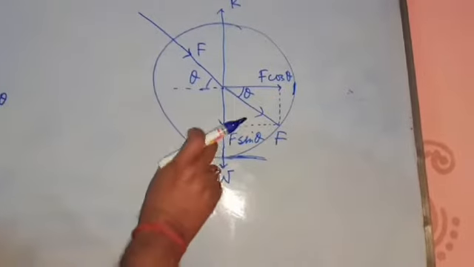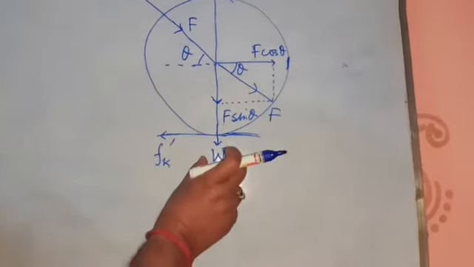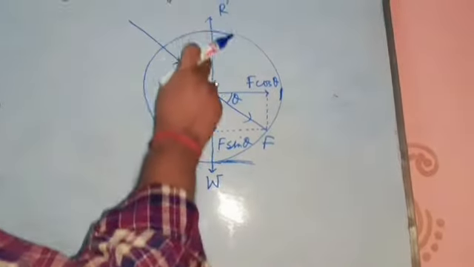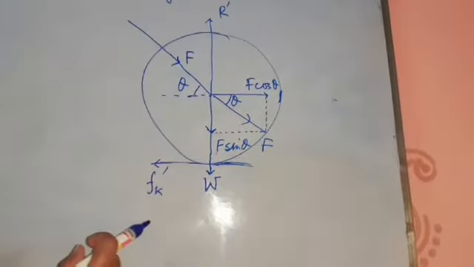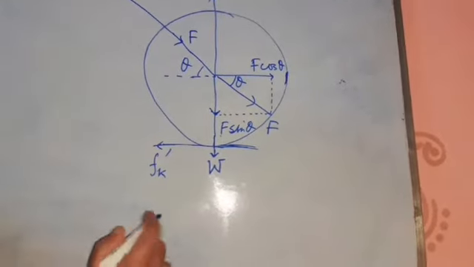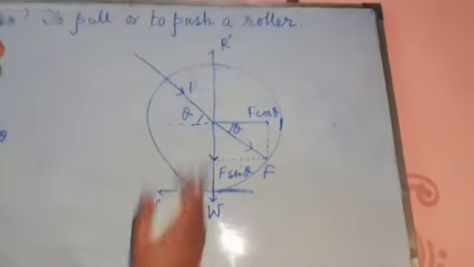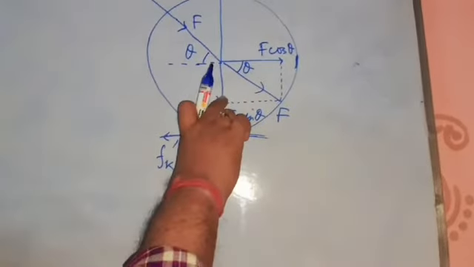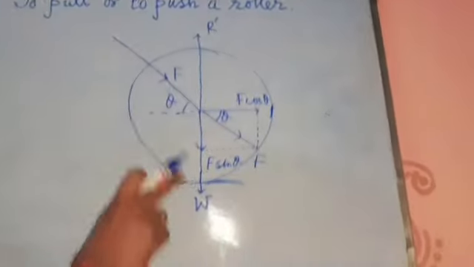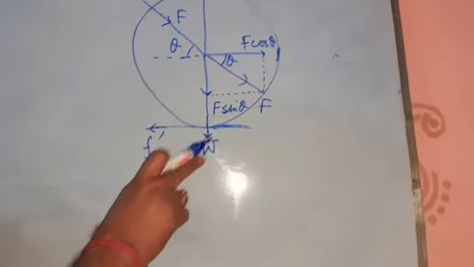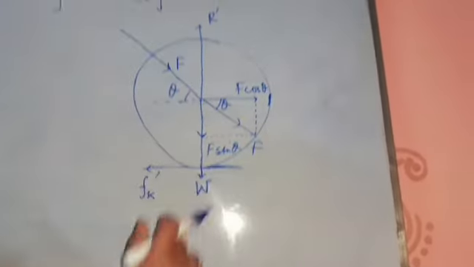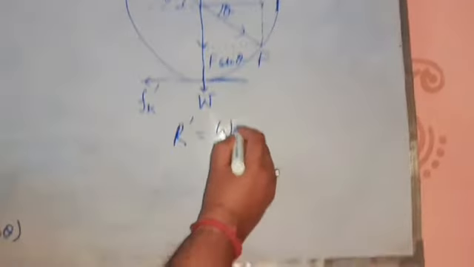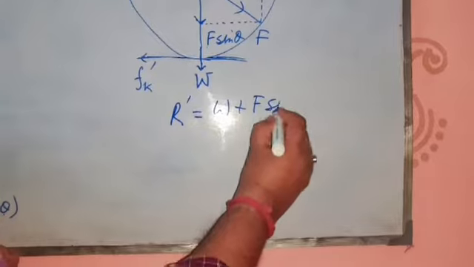And the weight of the roller is W, which is acting downwards, and the reaction upwards we will take as R dash. Now as there is no movement this side, net force is equal to 0. That means upward force equals downward force. Downward total is W plus F sin theta, and upward is R dash. So we can say R dash equals W plus F sin theta.